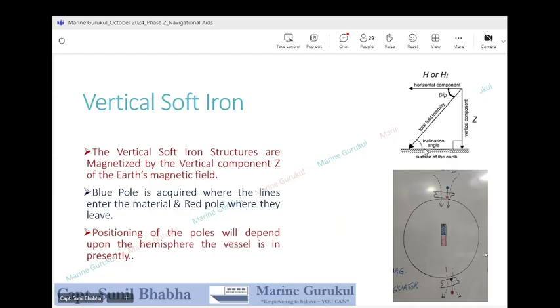Clear, beta? Any doubts? Sir, in the soft iron also we will have the same poles, no? The one towards the equator will have red, and the forward north pointing one will be blue. Don't relate it with the equator. Relate it with the direction of the magnetic field lines. Wherever the lines enter, beta, that will take blue polarity, and wherever the lines go out, it will take red polarity. Okay, sir. Okay.